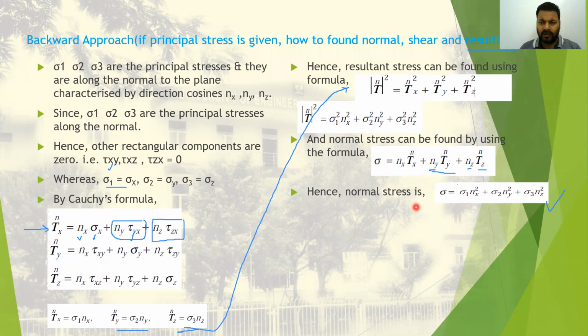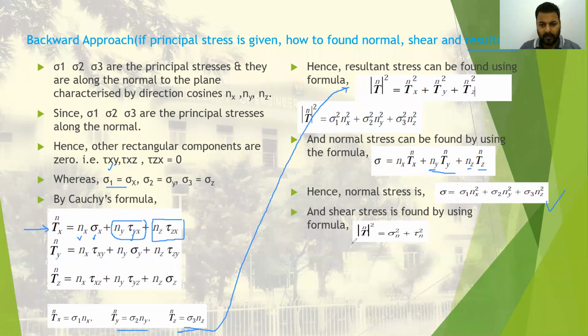Once the normal stress is calculated, we can easily calculate the value of shear stress. Shear stress and normal stress are related like this: Tn square is equal to sigma n square plus tau n square. In this expression, we know the value of Tn as well as sigma n. The only thing left is to calculate tau n. So tau n square can be written as Tn square minus sigma n square.